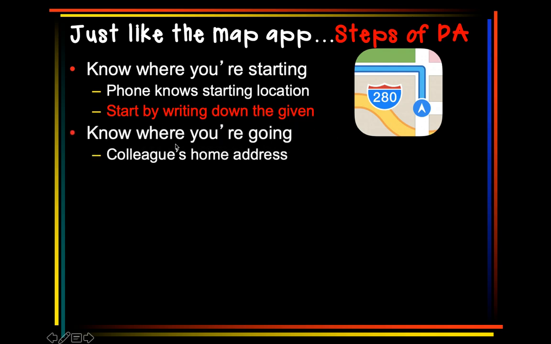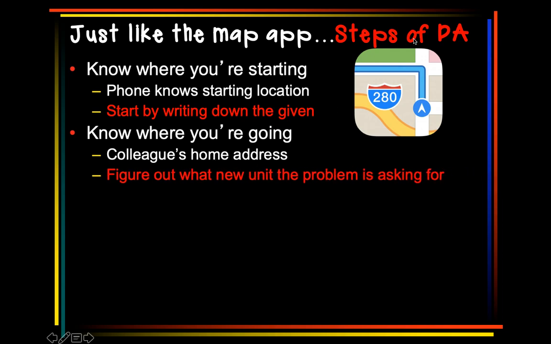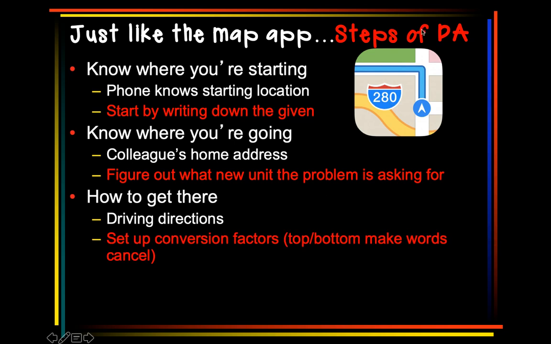Then you've got to know where you're going. To use a map app, you would have to know an address or a landmark or an intersection and type that in. For DA, you have to figure out what new unit the problem is asking for. So what new unit do I need to try to find? Then we've got how to get there, right? You would have the driving directions that the map app would give you, that list. For the steps of DA, you need to set up conversion factors.